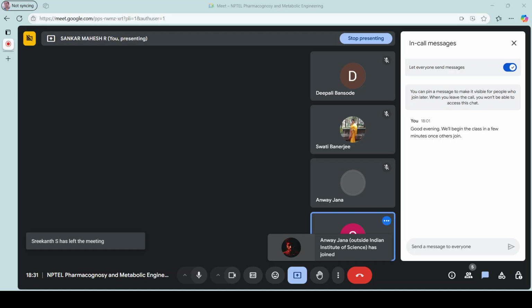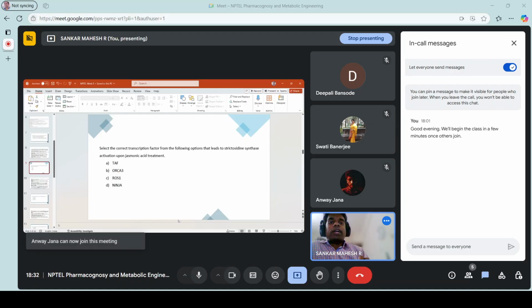The next question is: select the correct transcription factor from the following options that leads to tryptophan decarboxylase activation upon jasmonic acid treatment. Four different transcription factors are given here. Option A TAF, option B ORCA3, option C ROS1, option D Ninja. You can take a couple of minutes and think about it. The first thing that you can do is try to give the full form of each of these different transcription factors. Each of these belongs to different families associated with specific responses. These transcription factors are generally associated with gene expression with respect to a particular environmental stimulus. So first we look at what each of these transcription factors deals with. Then we will try to shortlist which of these acts in accordance with jasmonic acid treatment. Whoever knows the answer can raise your hands after a couple of minutes.